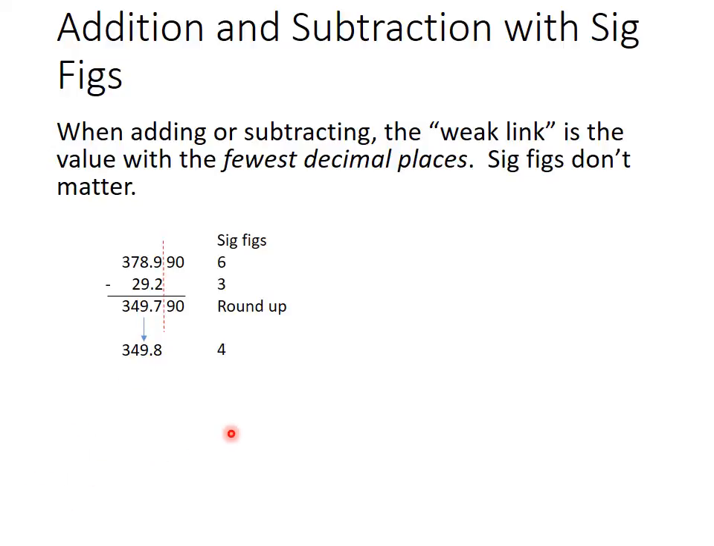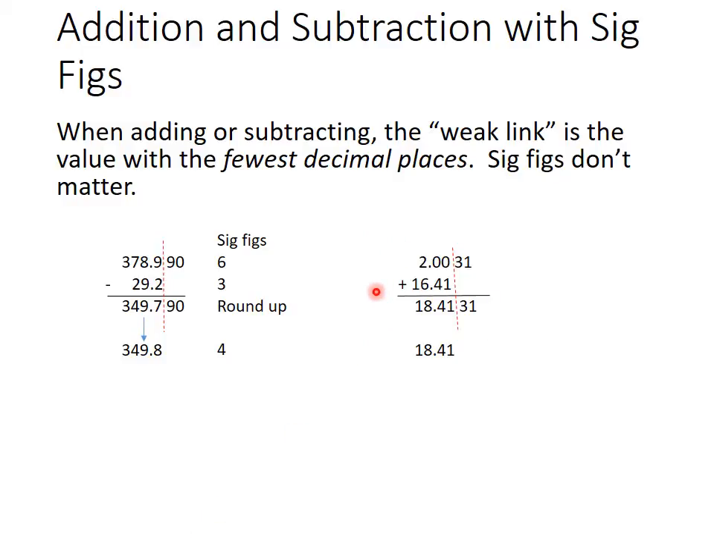If you look at the sig figs in this calculation, we have 6 and 3 in our starting values, giving us an answer with 4 significant figures. This emphasizes the fact that it is decimal places that matter now, not sig figs. Let's take a look at one more example.